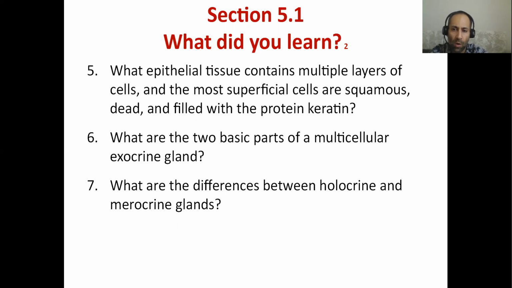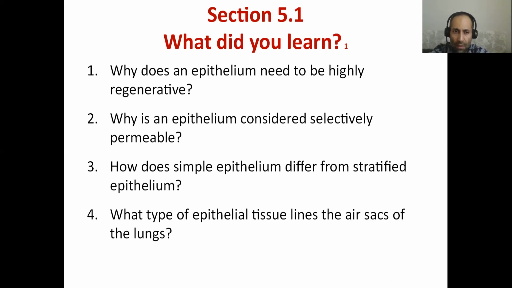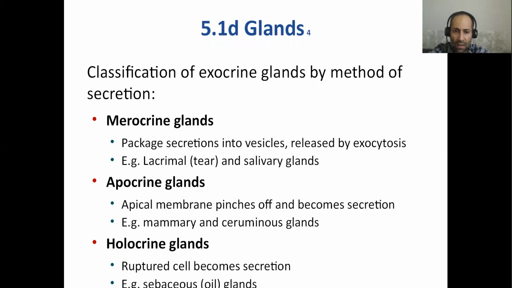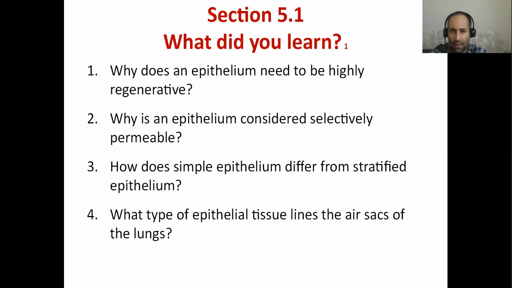What are the differences between holocrine and merocrine glands? Merocrine glands are like saliva, tears, and they secrete by means of exocytosis. Holocrine glands, they pinch out their secretions. And some examples of holocrine glands, as you see here, are oil glands or sebaceous glands.